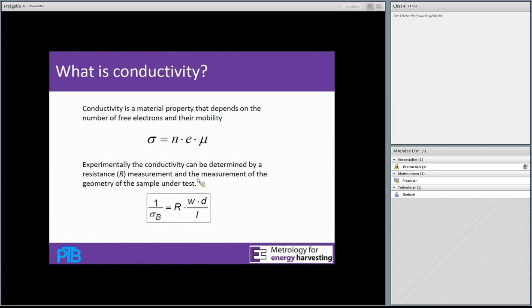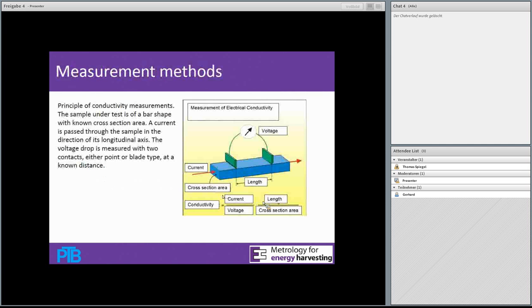Now, in general, what do we understand under conductivity? Conductivity is a material property that depends on the number of free electrons and their mobility. It's this quite simple formula from the first semester of your physics studies, where the conductivity is the number of electrons times the electronic charge times the mobility. Experimentally, you can determine the conductivity by measuring the resistance R of a metallic sheet, and then, as Ernst has already shown, you need the width, the thickness, and the length of the material in order to calculate the conductivity.